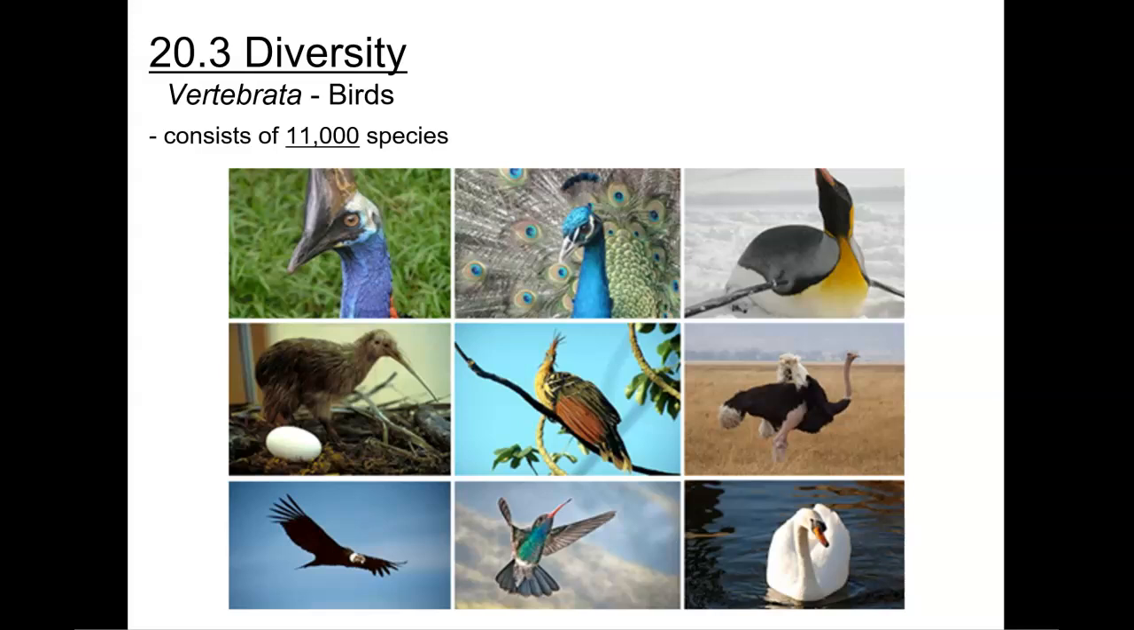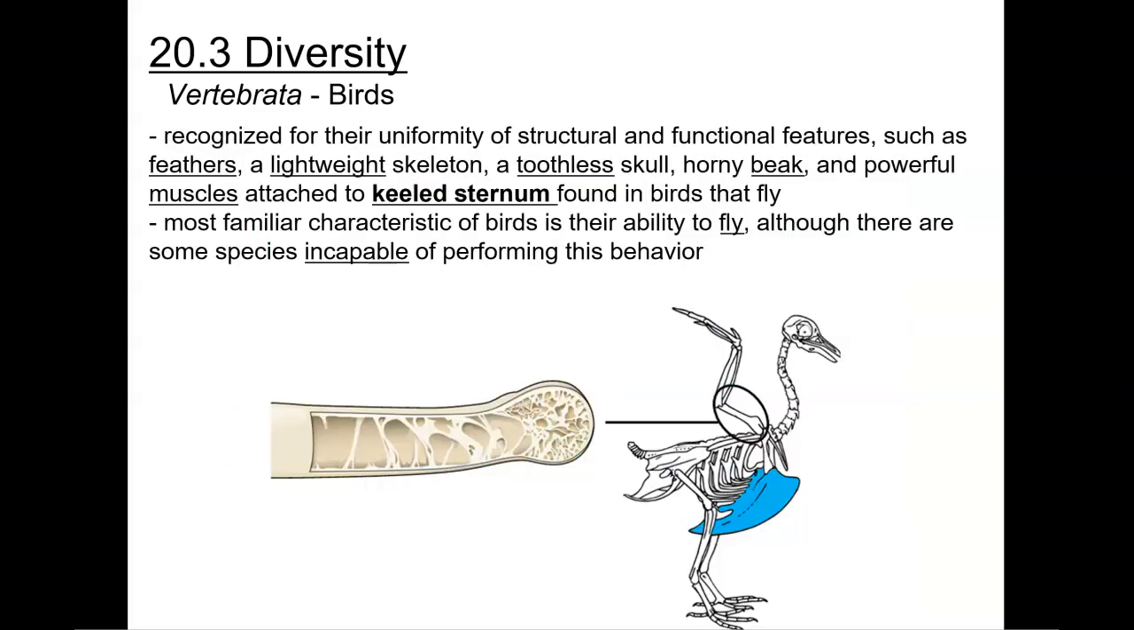Next, we have our birds. This is going to consist of about 11,000 species. They're recognized for the uniformity of structural and functional features such as feathers, a lightweight skeleton, a toothless skull, a horny beak, and powerful muscles that attach to keeled sternums that are found in birds that fly. The most familiar characteristic of birds is their ability to fly, although there are some species that are incapable of performing this behavior.